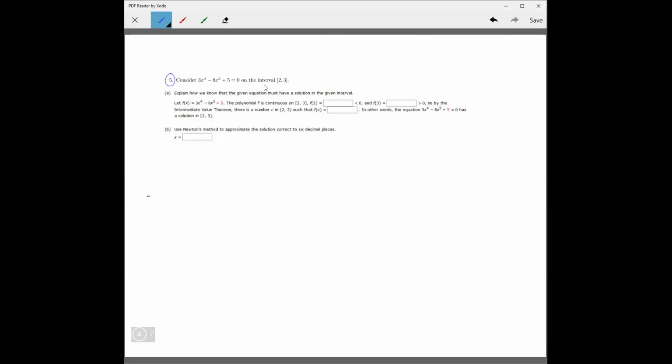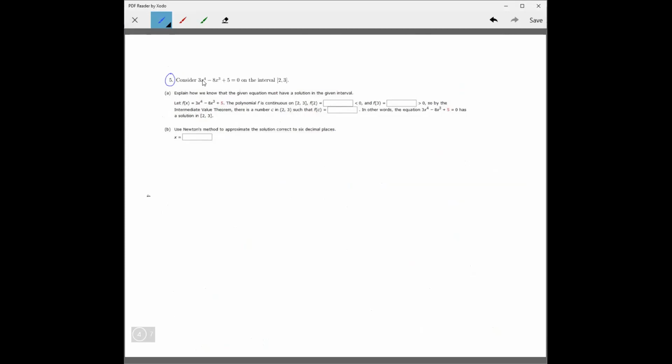Consider this function right here on the interval from 2 to 3. Okay, so part A, explain how we know that the given equation must have a solution in the given interval. Here's the polynomial right here. Let f of x be this left-hand side. And the polynomial f is continuous on 2 to 3. All polynomials are continuous everywhere.